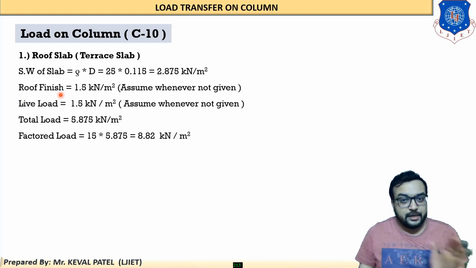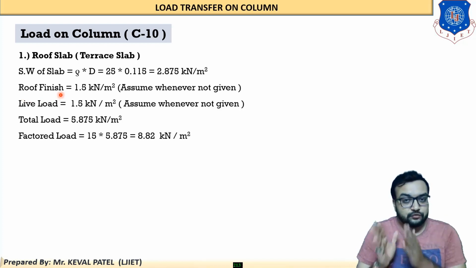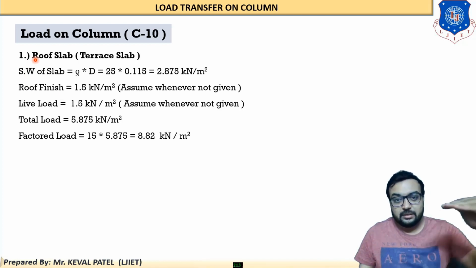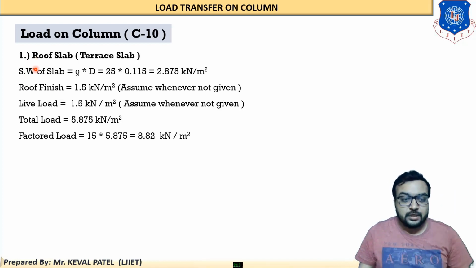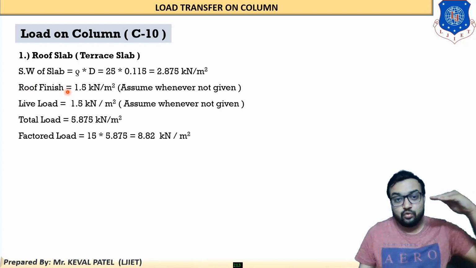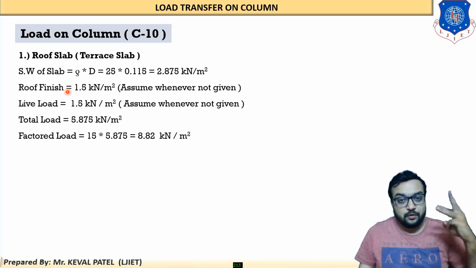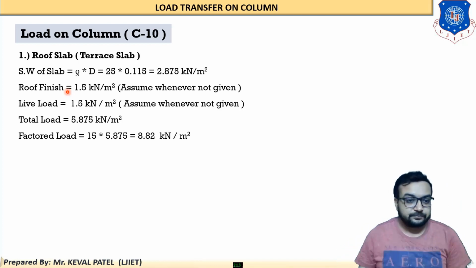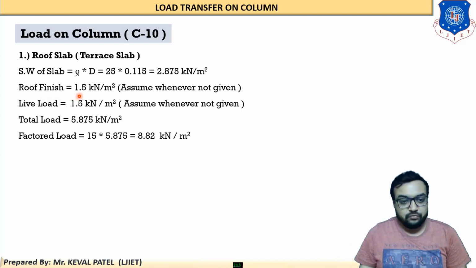So roof finish and floor finish are different, because floor finish is at a typical floor, while roof finish means China mosaic, which is laid on the top of the roof. So roof finish value is more, because our roof is open for all three seasons: winter, summer and monsoon. So there are some thick layers before we lay the China mosaic. So roof finish is equal to 1.5 kilonewton per meter square.